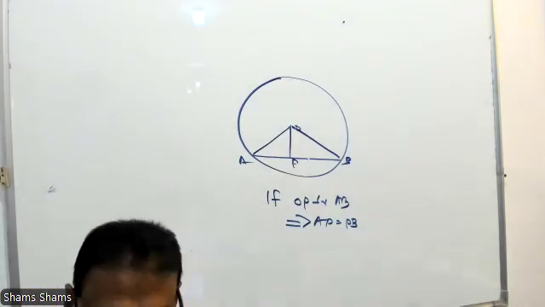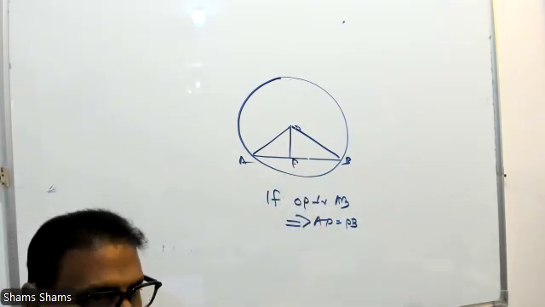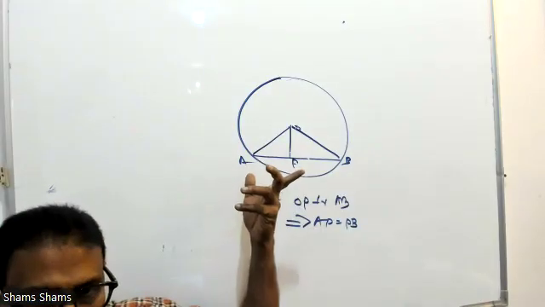Now its converse is also true. Listen. If AP equals PB, then this angle should be 90 degrees.